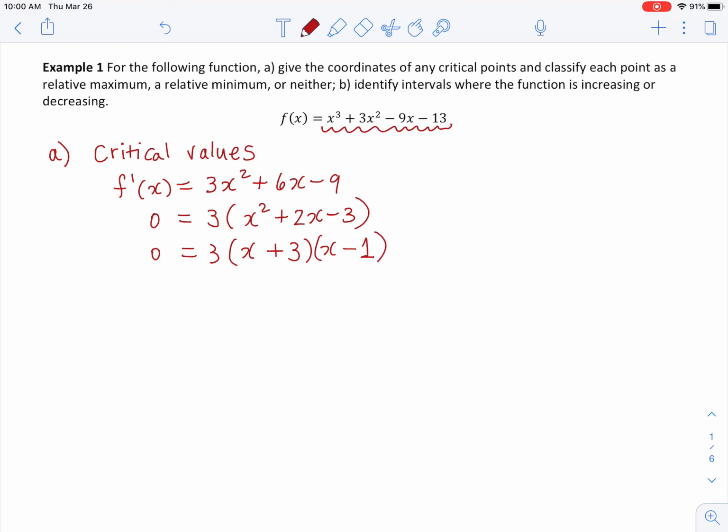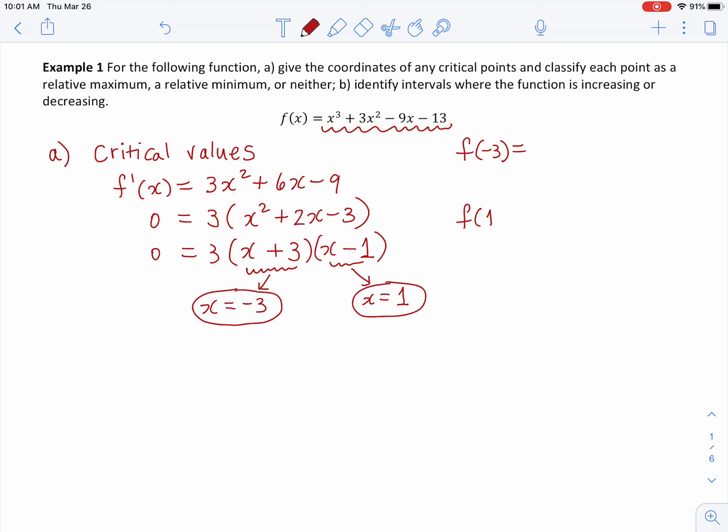Alrighty, now we're ready to find our critical values. This factor will give you x equals negative 3. So we have our first critical value, and the second one is x equals positive 1. Good start. Now, because we want to use critical points, I want to find the x and y value both. So while I'm here, I'm just going to go ahead and find what is f of negative 3 and what is f of 1 so that I can have a point instead of just an x value alone. So for f of negative 3, I need to plug in negative 3 into the original function.